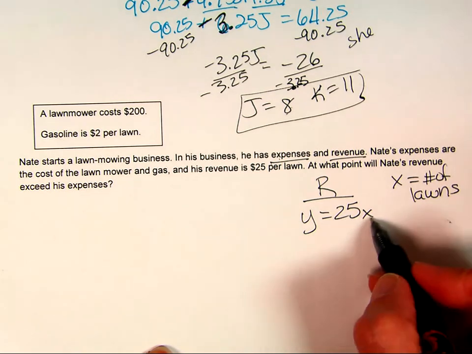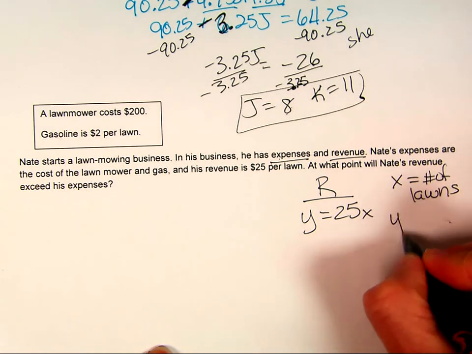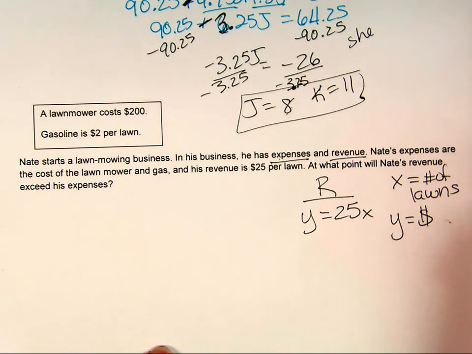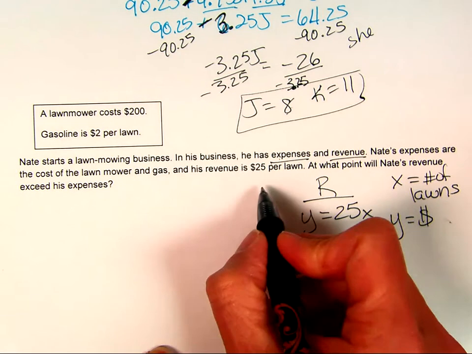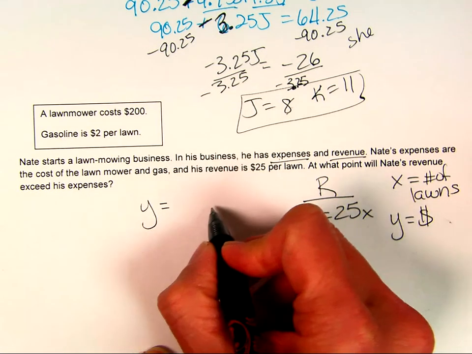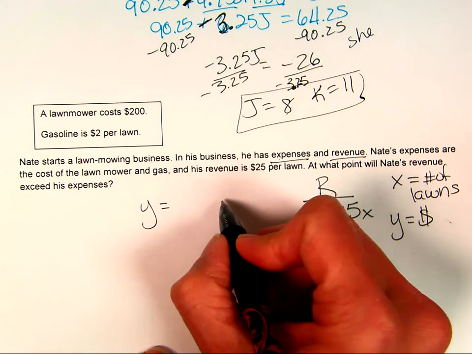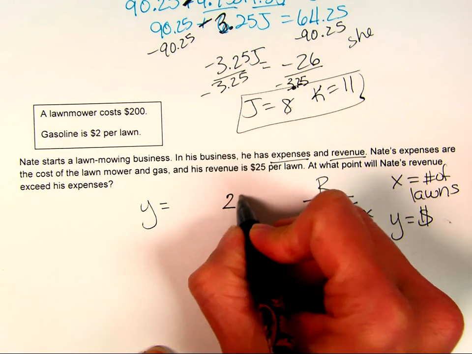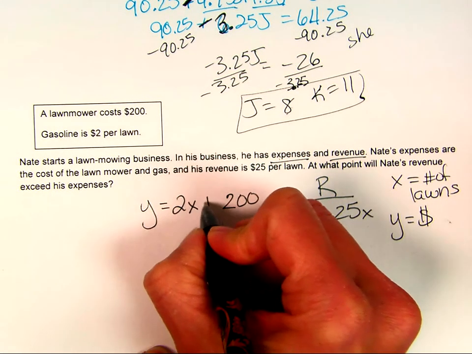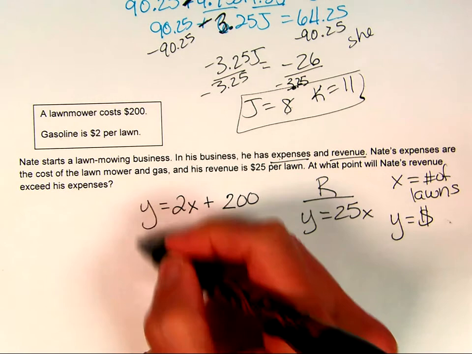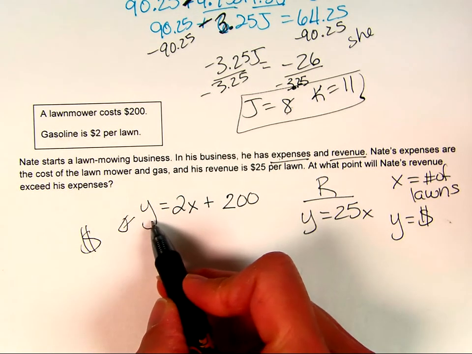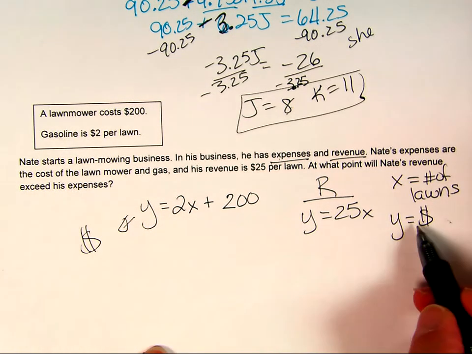This is the number of lawns. Well, what would y be? Y would be the money, right? The money that he made. So on our expense account, well, he had to buy, right? This is how much money he spent. He had to buy a $200 lawnmower, and every time he mows a lawn, he has to pay $2 for gas. So this, although it still represents money, right? This represents how much he's spent. This represents how much he's made.